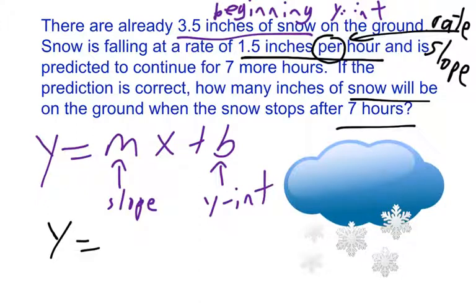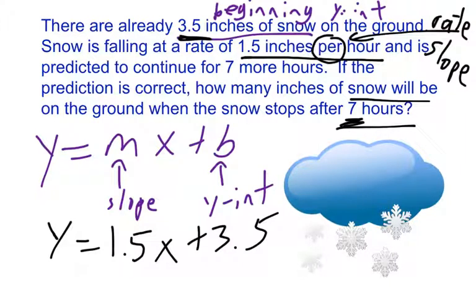So y equals, our slope is 1.5 inches per hour, so 1.5x. Our y-intercept is 3.5, so plus 3.5. And they tell us that it's after 7 hours. So that means I just plug in a 7 for x, which is next to the 1.5. So x is our number of hours, so it's 1.5 times 7 plus 3.5.